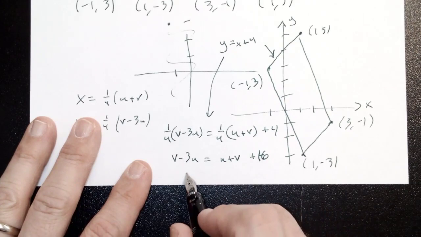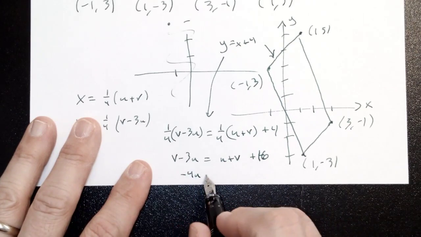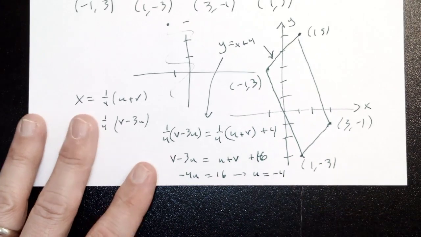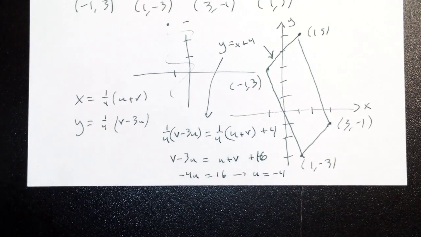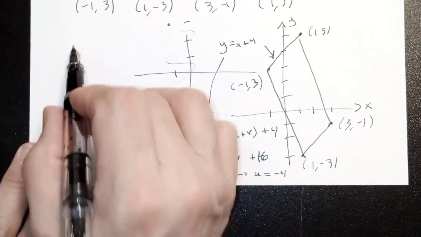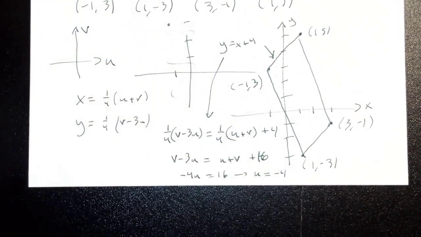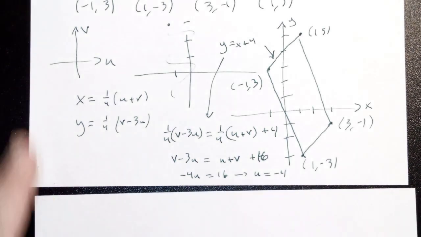If I move that over, I get -4u equals 16. u equals -4. Oh, there's a boundary for the region back over here in the UV plane. If you can figure out the other 3 sides, you can figure out the other 3 boundaries over here.